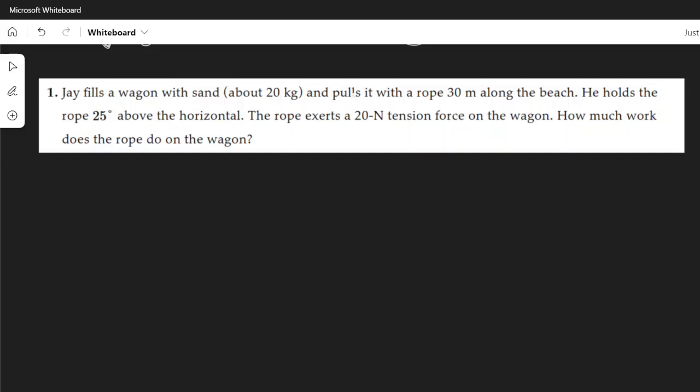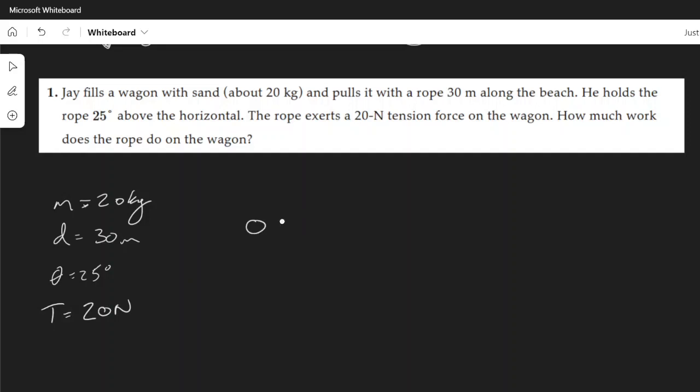So he fills this wagon with a massive 20 kilograms of sand. I'm going to write down everything that I know. It pulls on a rope for a distance of 30 meters on the beach, and he holds the rope at an angle of 25 degrees to the horizontal. And the rope has a tension that applies 20 newtons to the wagon.